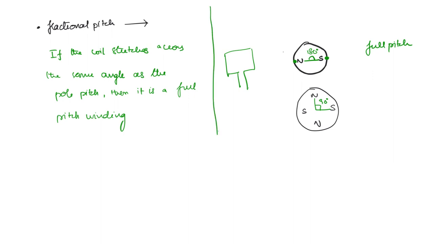Okay. But we are using fractional pitch. That means if one side of the coil is starting here, then it will end somewhere less than 180 degrees. So the new coil now is going to be, one coil is here, another coil is here, which is less than 180 degrees. This is what we call fractional pitch. Now what is the purpose of this fractional pitch? It is used to suppress the harmonic levels in the electrical quantities.